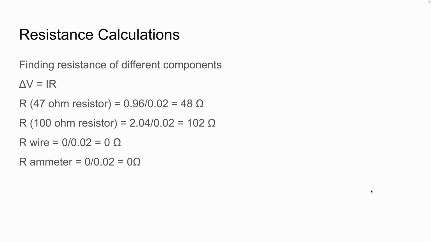For resistance calculations, we found the resistance of a bunch of different components using Ohm's law, and they were just calculated by rearranging it, and we can see that the resistance of the 47 ohm resistor is 48, the resistance of the 100 ohm resistor equals 102, and the wire ammeter had no resistance as expected. These values are a little different, probably just because of the position of the ammeter.